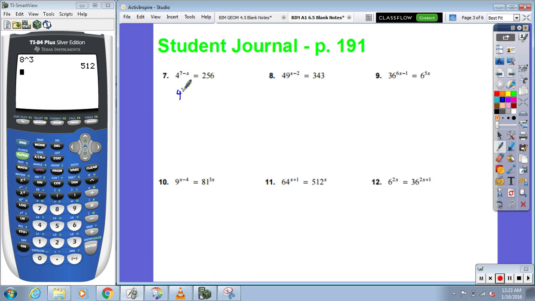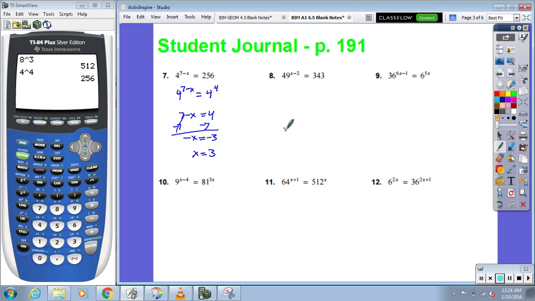Alright, so thinking about what 4 to what power is 256. I'm just going to take a guess here and try 4 to the 4th. And so I'm dead on, so I'm just going to write 4 to the 4th. And I can now set 7 minus x equals 4. From there, I can subtract the 7, and so I get negative x equals negative 3. And I can divide by negative 1 and find out that x equals 3.